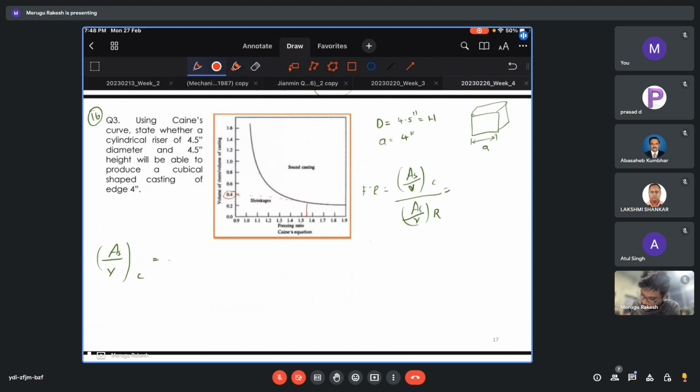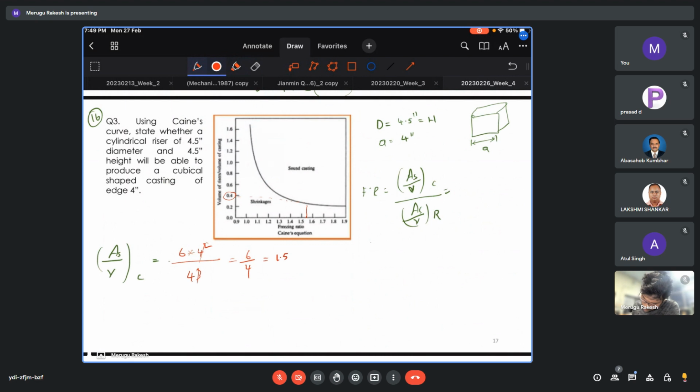So area is nothing but 6A square, right? Surface area. So 6 into 4 square divided by volume, which is 4 cube. We'll get 6 by 4, that is nothing but 6 by A, that is 1.5. Similarly, surface area by volume of the riser will also be 6 by D. D is given 4.5 inches. 6 by 4.5, so we get 1.33.